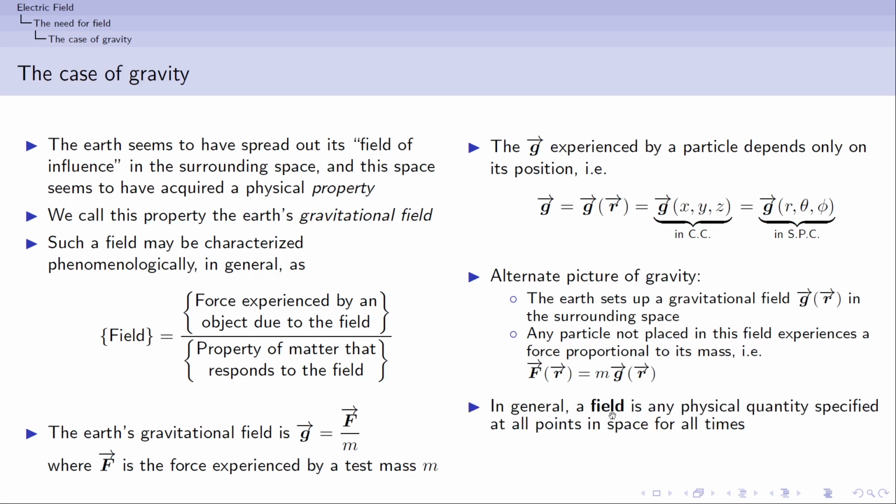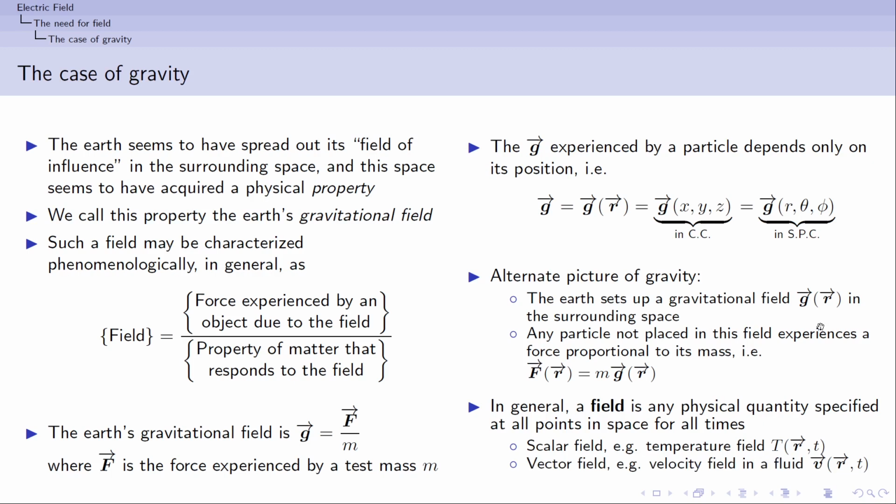So in general, we could define something as a field. What is a field? A field is any physical quantity which is specified at all points in space for all time. That means any physical quantity which is known to us and which is defined for all points in space at all times, that is what we call a field. A field could be a scalar field, for example a temperature field. For instance, the temperature of the room which you are in right now, at different locations in the room, is going to be slightly different. If you could map out the temperature at different positions at all times, then that becomes a temperature field.